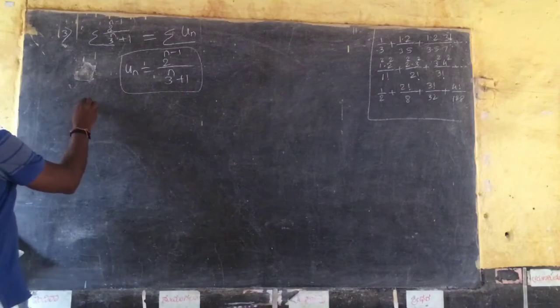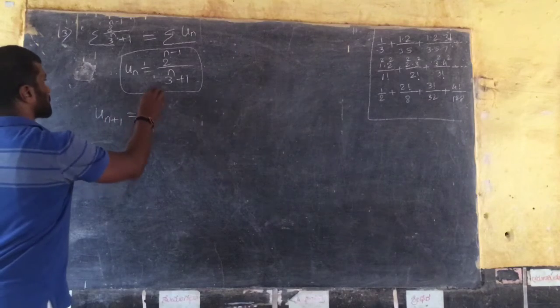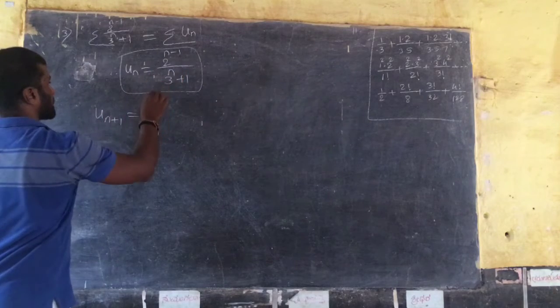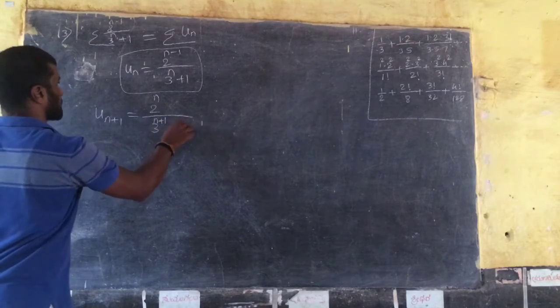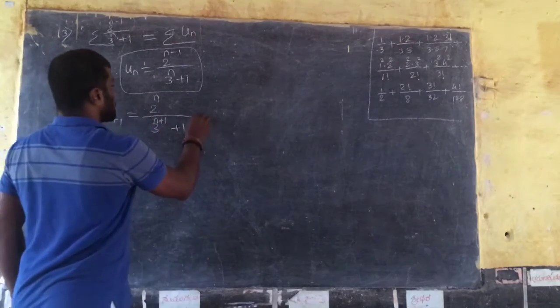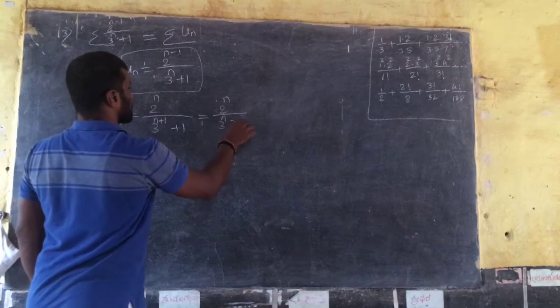So put n equal to n plus 1, we get u of n plus 1. 2 raised to n plus 1 minus 1, the plus 1 and minus 1 get cancelled. 2 raised to n divided by 3 raised to n plus 1 plus 1. Right? So then 2 raised to n divided by 3 raised to n into 3 plus 1.